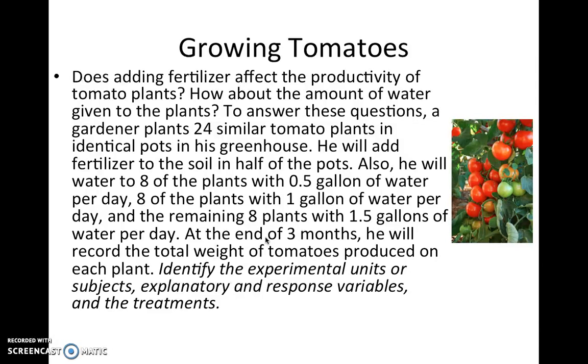He will add fertilizer to the soil in half of the pots. Also, he will add water to 8 of the plants with half a gallon of water per day, 8 of the plants with 1 gallon of water per day, and the remaining 8 plants with 1.5 gallons of water per day. At the end of 3 months, he will record the total weight of tomatoes produced on each plant. So you're going to write what you think the experimental units or subjects, the explanatory and response variables, and the treatments are. And when you turn it in, I will give you feedback on it. You might need to pause and reread if you need to.